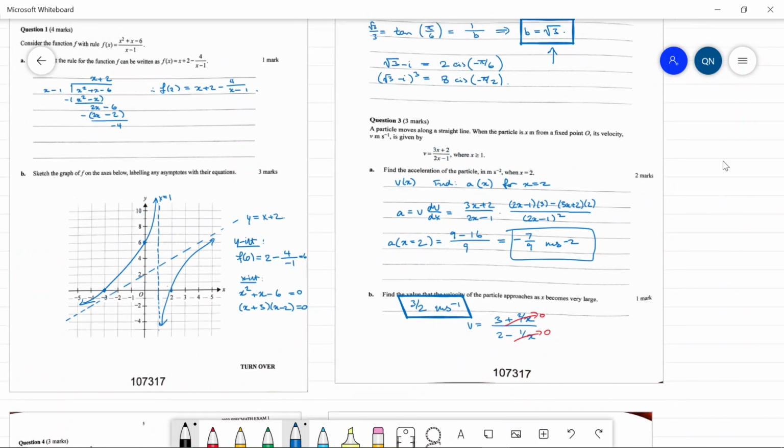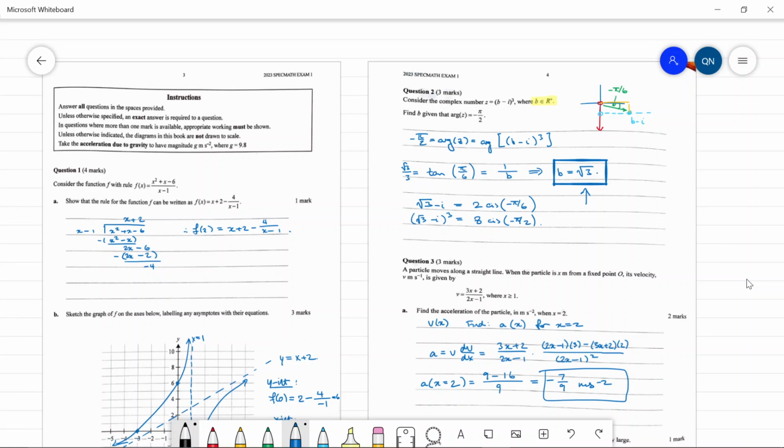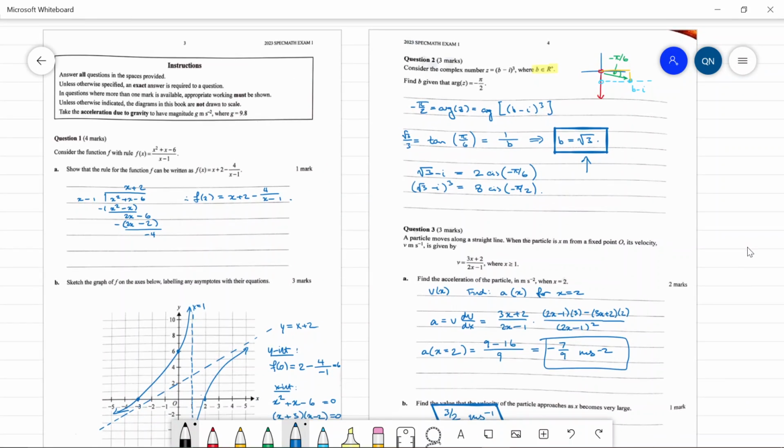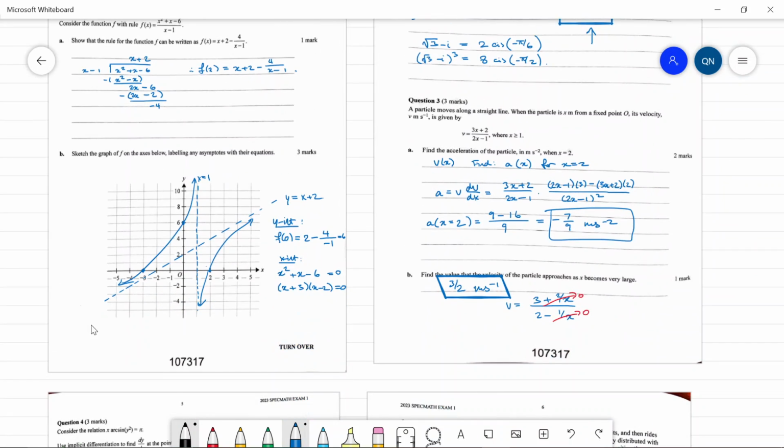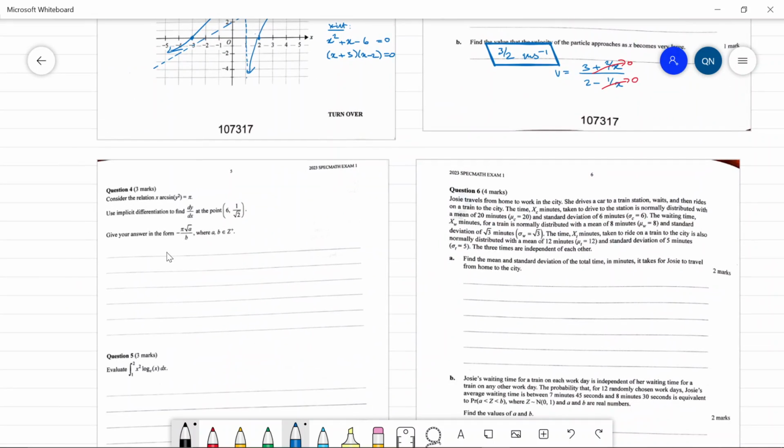Okay, so that's 3 marks plus 3 marks, that's 6, plus 4 marks, that's 10 marks in a little under 12 minutes, so looking alright so far.